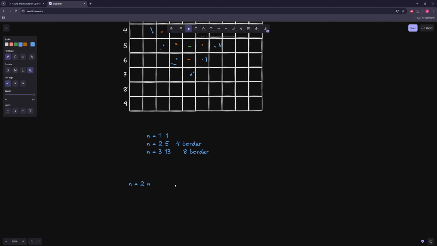So then we just have to figure out an equation for that. So let's say n equals 2. For these two, we can just return these two base cases. For 1, we'll return 1. For 2, we'll return 5.